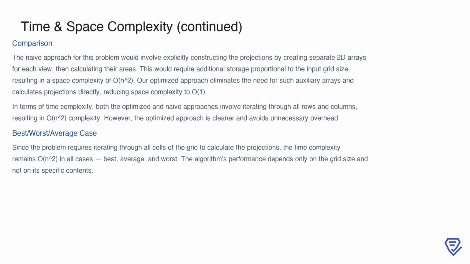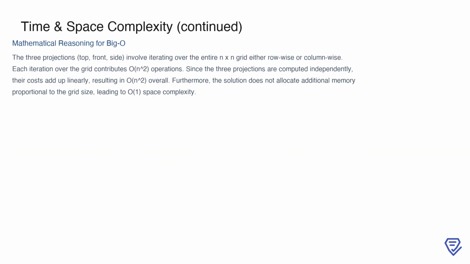For time complexity, both solutions involve iterating through all rows and columns, so the time complexity remains n squared in both cases. However, the optimized approach is cleaner and avoids the overhead of creating and managing extra data structures. In terms of best, average, and worst cases, the time complexity is consistently n squared, because the algorithm always needs to process every cell in the grid, regardless of the grid's content. Finally, let's solidify the reasoning behind the time and space complexity using big O notation.